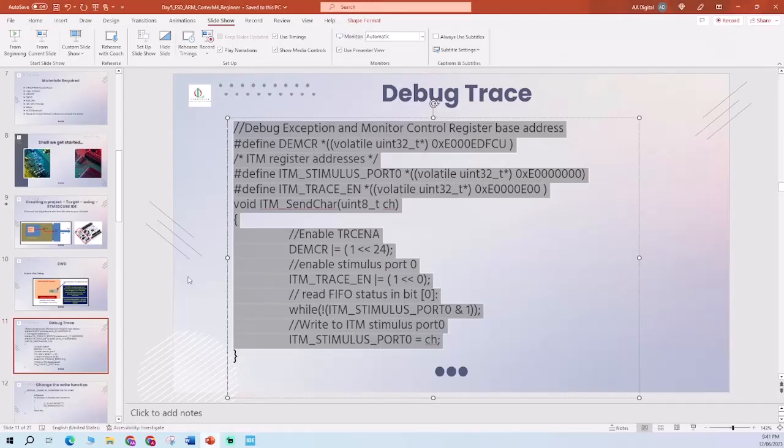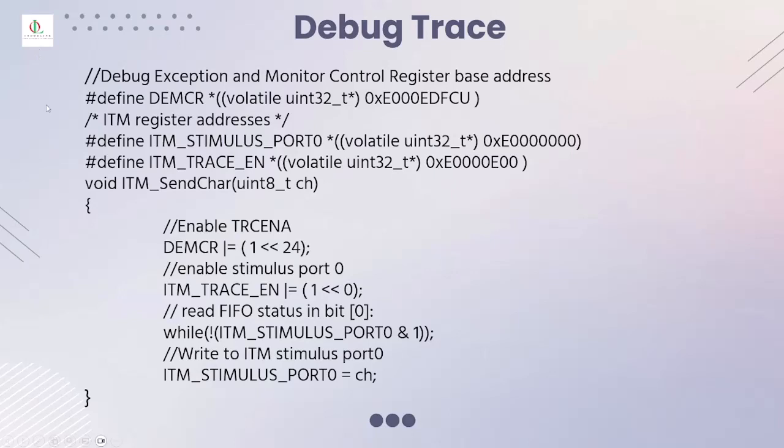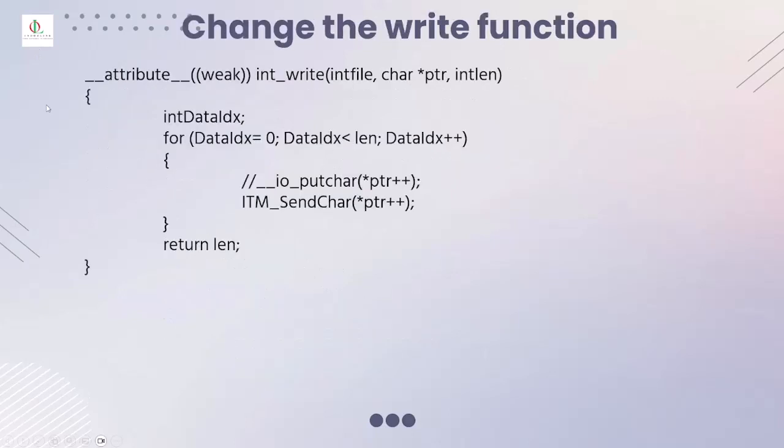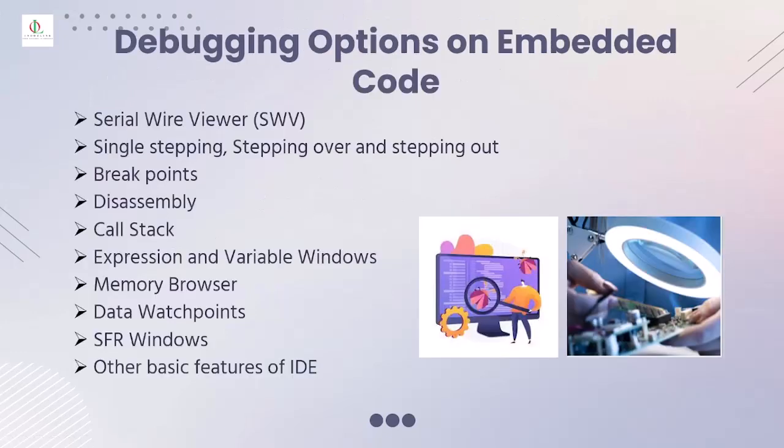So let's go back here. I have a few more things to show in this presentation. So that's the debug trace that you use to connect and change the right function. This is where you have to change the ITM send, which you've seen, and the debugging options. So these are all the debugging options you learned: serial wire viewer, single stepping, stepping over, and stepping out. And the breakpoints, disassembly, you learned about call stack, expression and variable windows, memory maps, browser, data watch points, SFR windows.